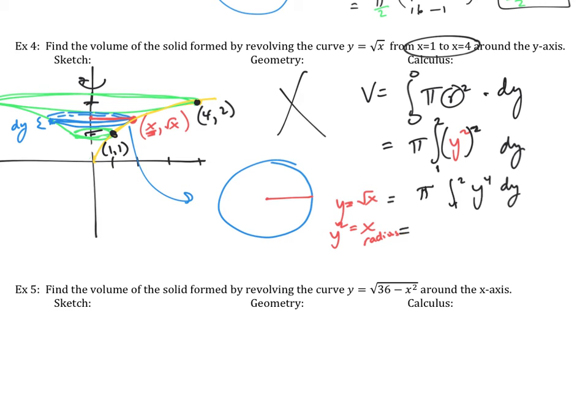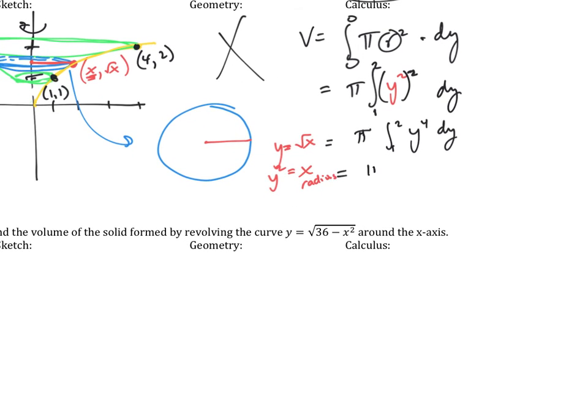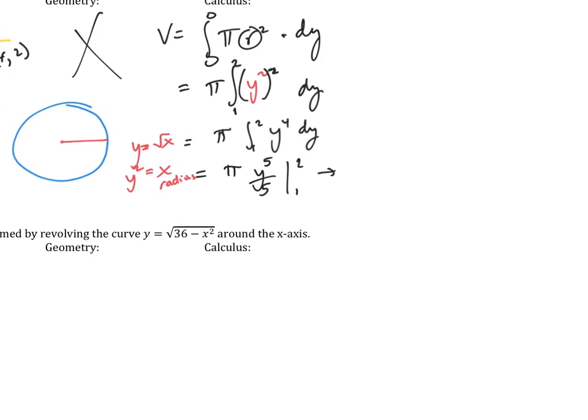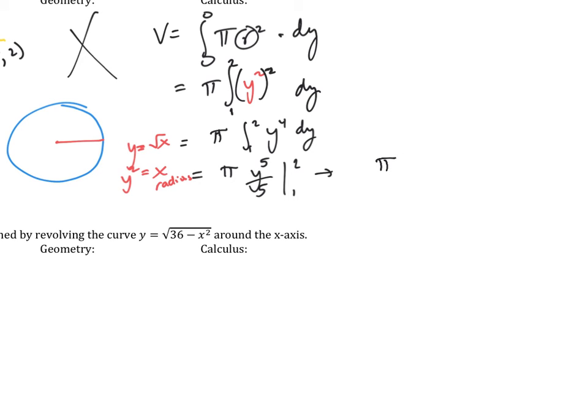So simplifying for myself, now I'm ready to integrate. I got it right this time, guys, my power rule. Y to the 5th over 5 from 1 to 2. I'm going to pull that pi over 5 out front. I really don't need to do it every time; just do it at the end. So 2 to the 5th minus 1 to the 5th.